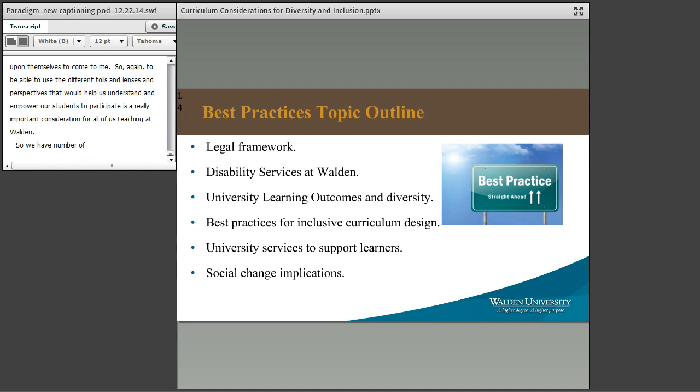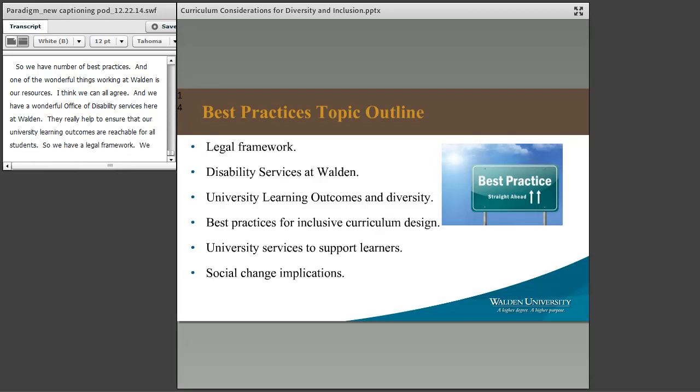So we have a number of best practices, and one of the wonderful things about working at Walden is our resources. I think we all can agree. And we have a wonderful Office of Disability Services here at Walden. They really help to ensure that our university learning outcomes are reachable for all students. So we have a legal framework.